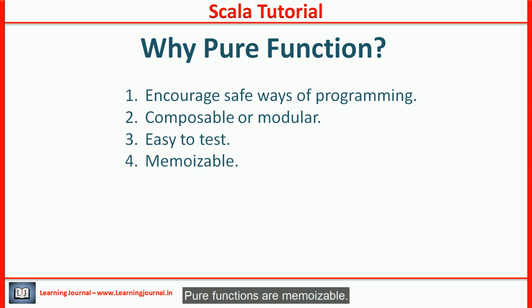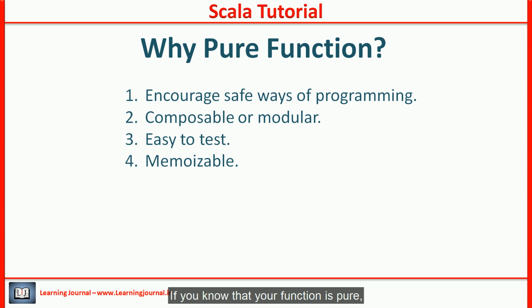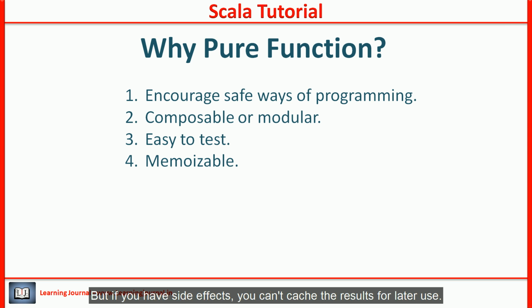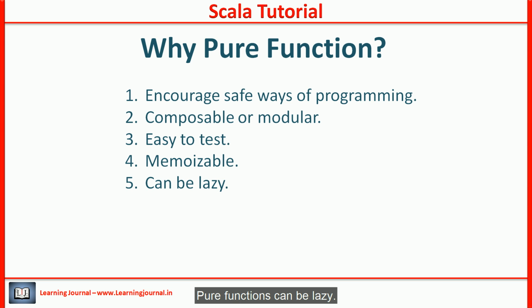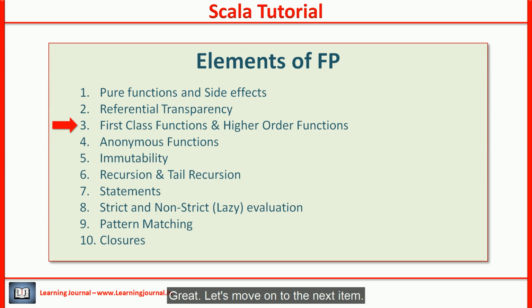Pure functions are memoizable. The memoization is nothing but caching of deterministic functions. If you know that your function is pure and you will need the results again, you can cache the output. Or your compiler can also do that as an optimization. But if you have side effects, you can't cache the results for later use. Pure functions can be lazy. This one is a big advantage, and we have listed it as a separate topic in our top 10 list. I'll cover it later when we reach to the laziness. Great. Let's move on to the next item.